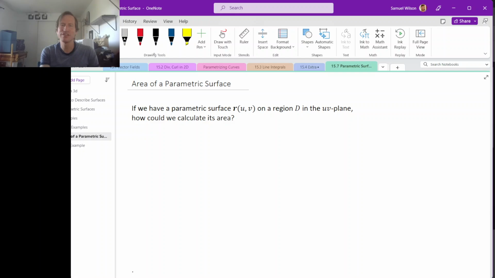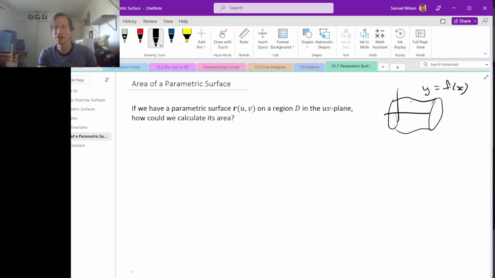For simple surfaces like planes or surfaces of rotation, where you're rotating the graph of a function where y is a function of x, there are Calc 1 or Calc 2 tricks you can use to figure out the area of this kind of thing. But parametric surfaces can really take on any shape, not just these simple shapes. And so it's a harder problem to figure out an integral you can write down to get the area of a parametric surface.